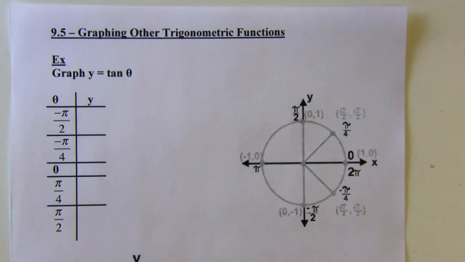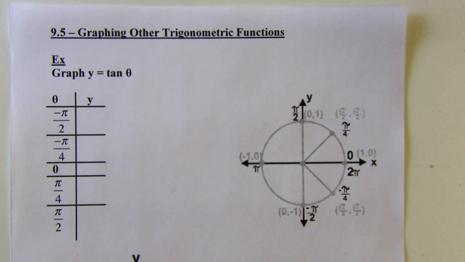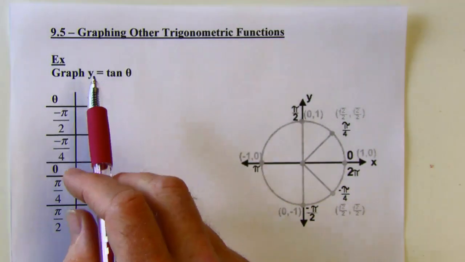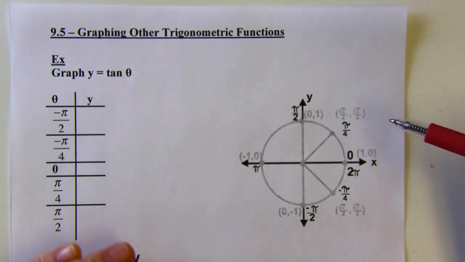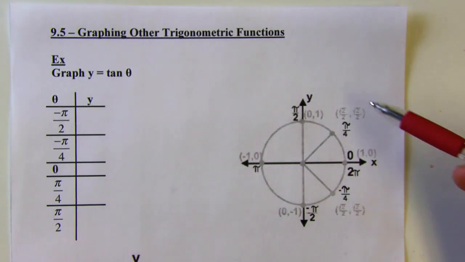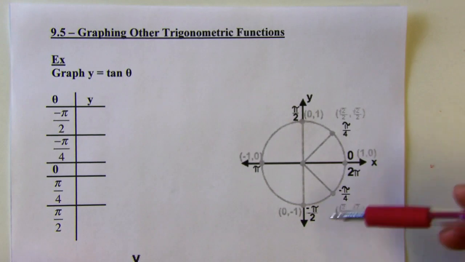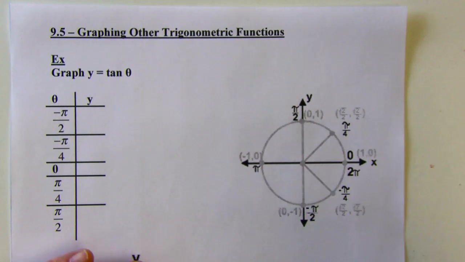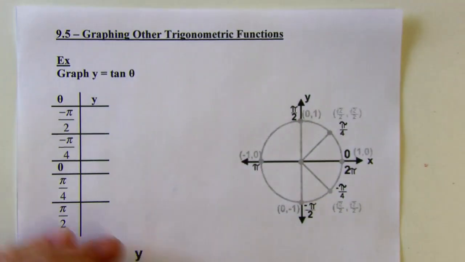Okay, so I'm going to just cover the tangent part of this section. So we're going to start with the parent graph for the tangent function, which is right here, okay? And I've got a unit circle over here. I don't have everything filled out. I just have the important parts that I need to get my critical points here, okay?